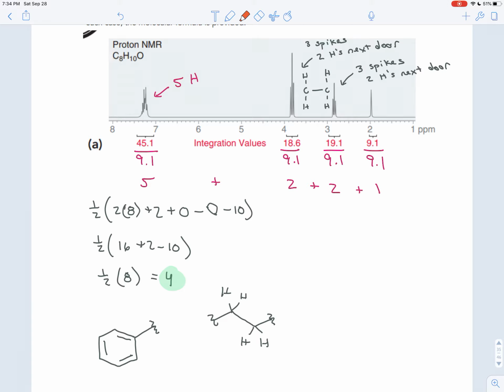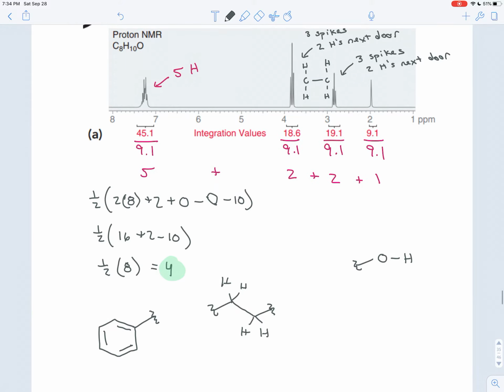We've used 5 hydrogens in the benzene ring, and 4 in the two CH2 groups. So that's 5 plus 4, or 9. That means we have 1 hydrogen left. It's being represented by this last peak. And finally, we have an oxygen. So we only have 2 atoms left, an oxygen and 1 hydrogen. And there's only one way to put those together: connect the oxygen to the hydrogen. And that's our 1 hydrogen.